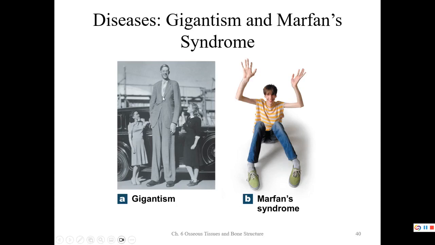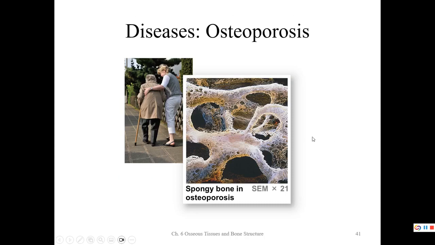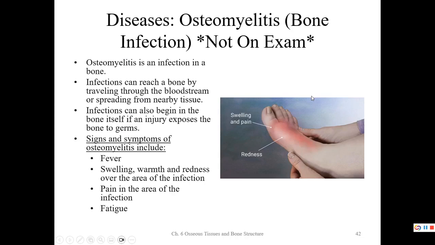Marfan's and gigantism. This guy was over 8 feet tall, a little over 8 feet. I forget his name, but he was the tallest man in the world, and he had gigantism. And this is Marfan's, very long fingers, very skinny, things like that. Long fingers, elongated, but this is a child with Marfan's. Osteoporosis, the spongy bone in osteoporosis will get porous and very brittle. Hunched over will be seen. That kind of characteristic hump is seen in osteoporosis patients.